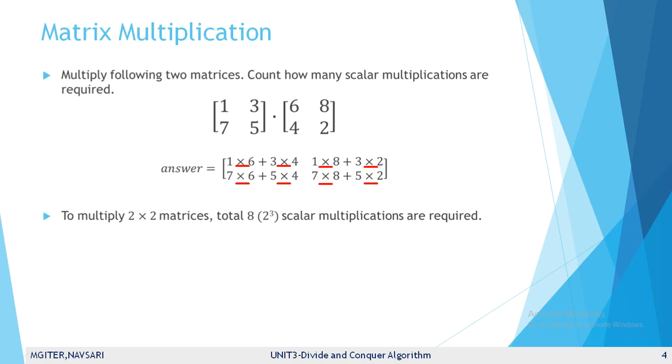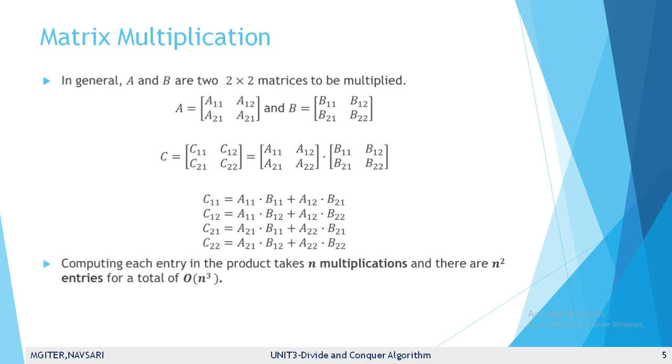Then how can we reduce the multiplications? For that we see Strassen's multiplication. Here we use 2 cross 2 multiplication. The large problem is divided into smaller subproblems, that is A11, A12, A21 and A22, for finding the C matrix, that is the resultant matrix.